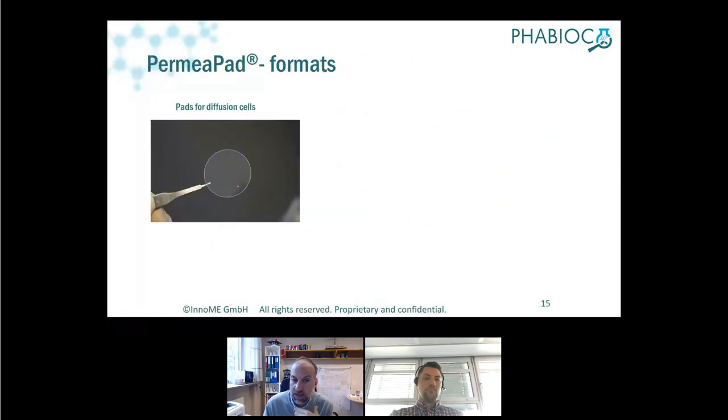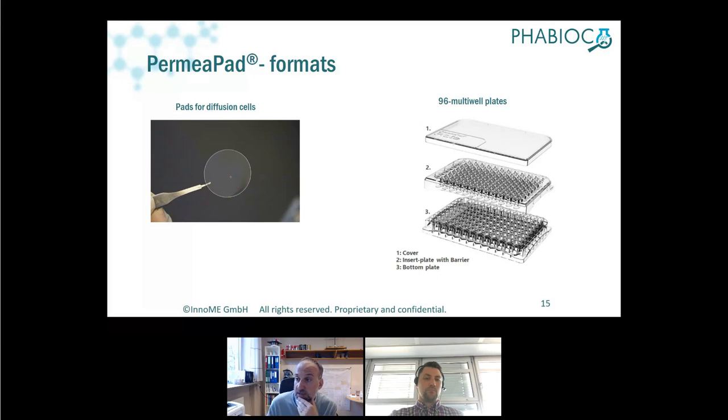The PermeaPad comes in different formats and sizes of pads that can be applied for macroscopic diffusion cells, but also for high-throughput screening in multi-well plates. It is ideal if we have a robot and really want to screen a lot of compounds in a rapid manner.